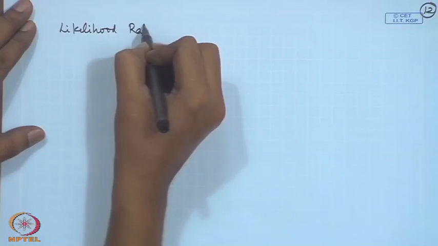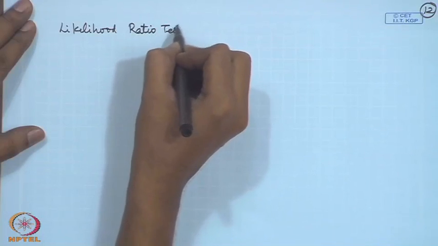Now, the tests that I have discussed here are based on the Neyman-Pearson theory. However, there was another approach which was considered by R. A. Fisher and others, that is based on the likelihood ratio. In fact, Neyman-Pearson came to the f 1 by f naught form based on the likelihood ratios only. However, the approach in a more general form can be described like this. So, let me mention this: likelihood ratio tests.